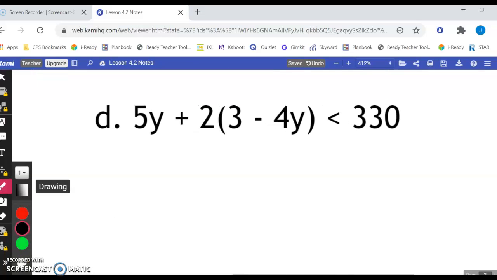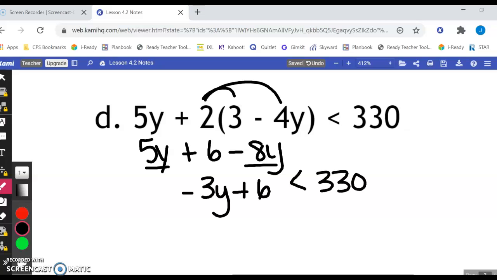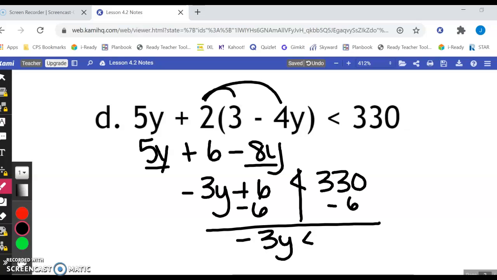For this one, we're going to have to start with the distribution as well. We're going to keep that 5y, 2 times 3 would be 6, and 2 times negative 4y would be negative 8y. We can combine 5 and negative 8. So we're going to have negative 3y plus 6 is less than 330. And we're going to have to subtract 6 from both sides. So negative 3y is less than 324.